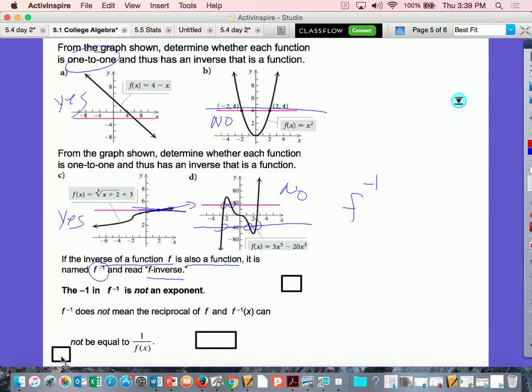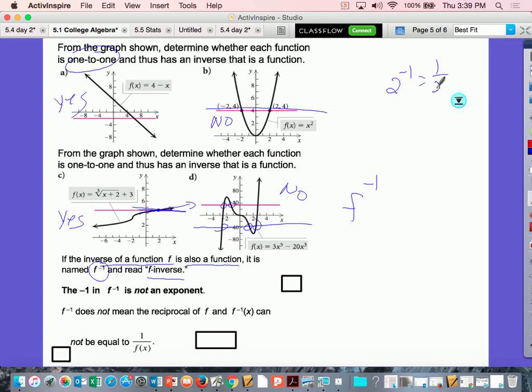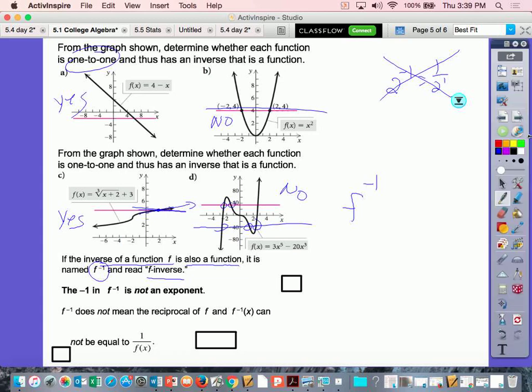Okay, so don't do any reflecting. Don't do any flipping. That's what you would have done if you had, for example, 2 to the -1. That would be 1 over 2 to the first. Okay, but that's not what this is. This is just the symbol to represent inverse. So we say this, the inverse of F.